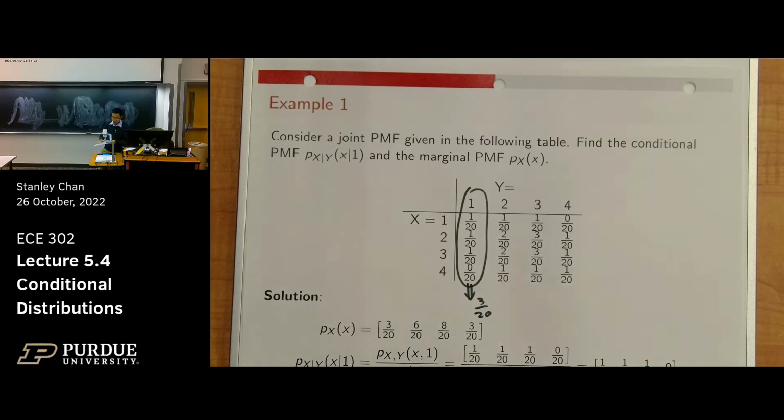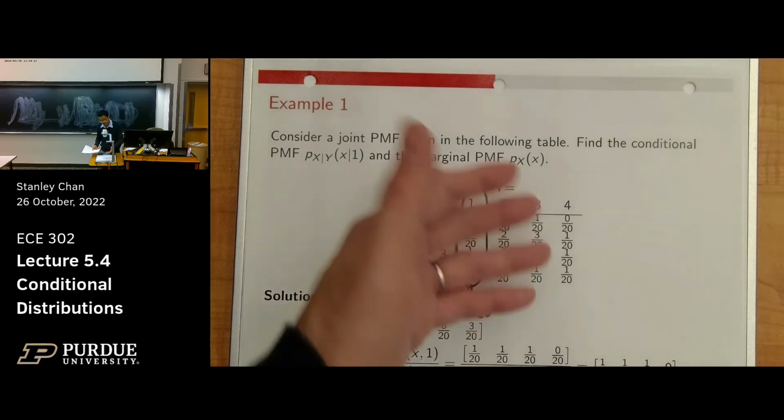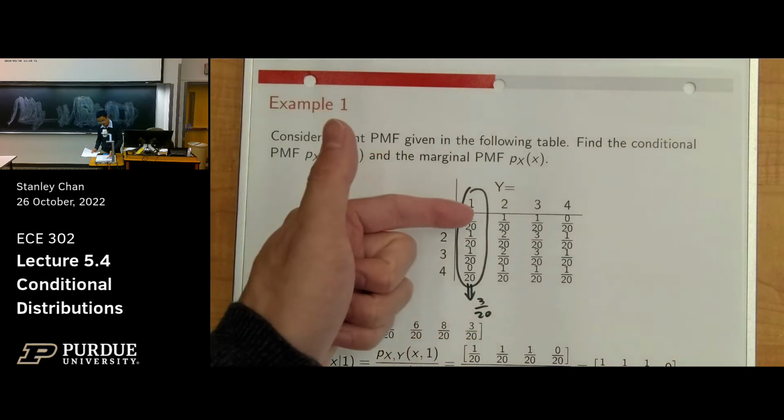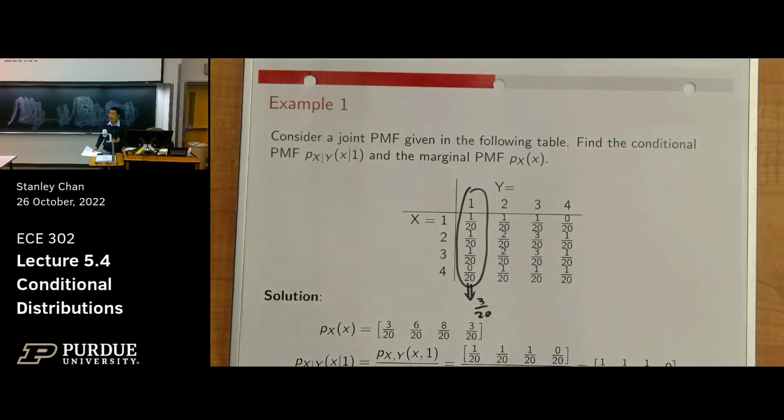So the way to calculate this conditional probability is that you look at the table, you look at the joint, and then you calculate the marginal, and then you calculate the ratio. That will give you the conditional probability. So that's example number 1. Is it okay? Hopefully that's not too hard yet.